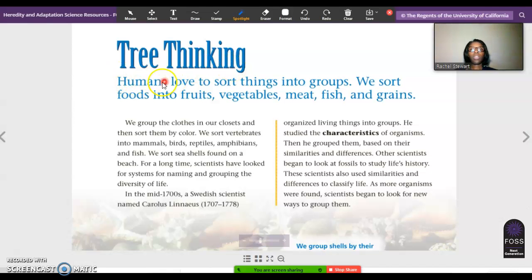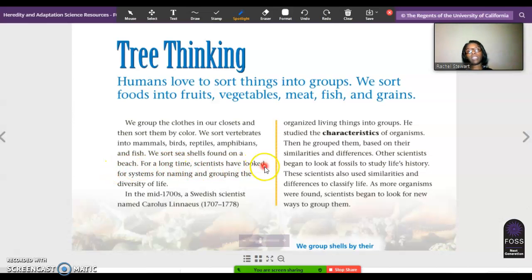Tree thinking. Humans love to sort things into groups. We sort foods into fruits, vegetables, meat, fish, and grains. We group the clothes in our closets and then sort them by color. We sort vertebrates into mammals, birds, reptiles, amphibians, and fish. We sort seashells found on a beach.